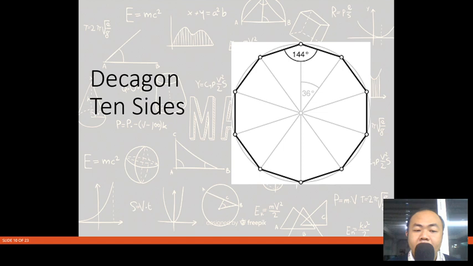Decagon. A decagon has 10 sides. You can see the picture. This is a symmetrical decagon. It means all the lines have the same length, and the small triangles have the same sides and the same angles.